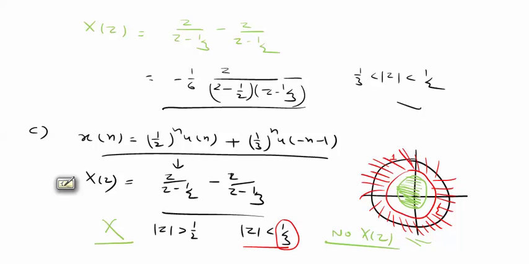As in Laplace, same in Z. If there is no common ROC, there is no Z transform. The Z transform does not exist for this expression. We took one more example.